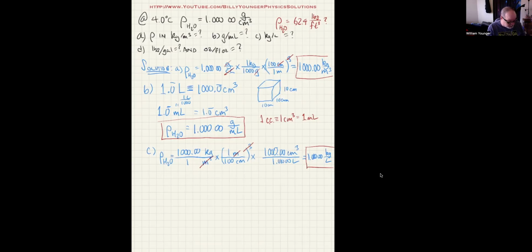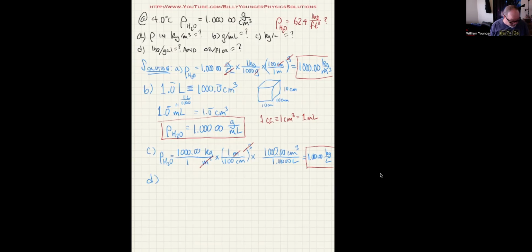In part D, we have to switch over to the British system of units, which is kind of a pain, but we shall do it. So let's go to D. And what I claimed, of course, was in pounds per cubic foot. I said I thought I recalled that the density of water was 62.4, but in this case, we're looking for pounds per gallon. I can do both. I'm going to go ahead and run through pounds per cubic foot as well.